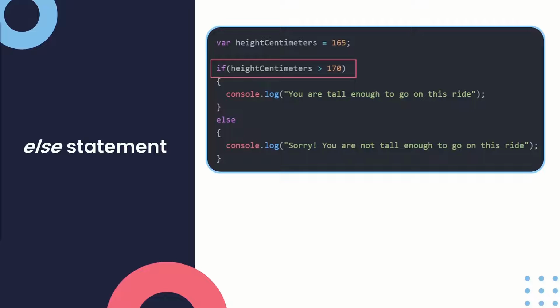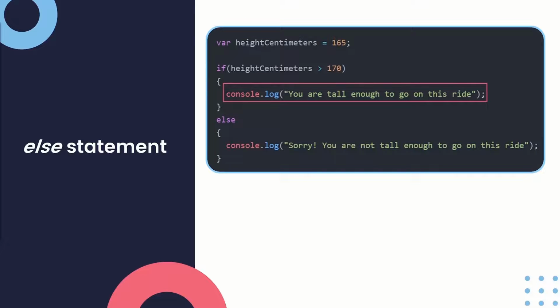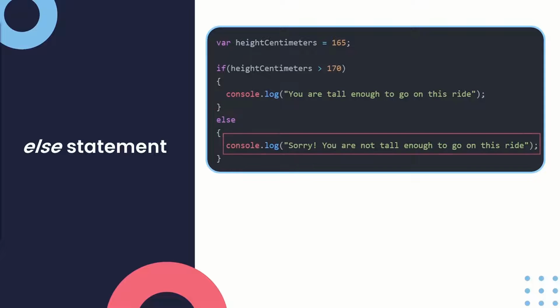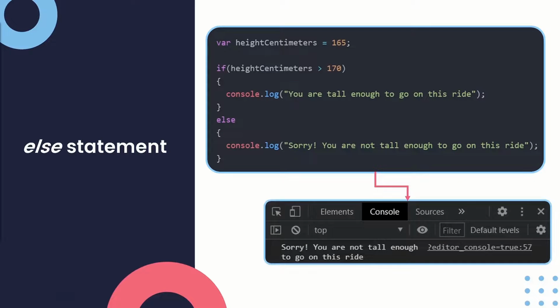So if height in centimeters is greater than 170, then yes, I'm allowed to go on this ride. Else, if it's less than 170, then sorry, you are not tall enough to go on this ride. And this is what the output looks like for that.